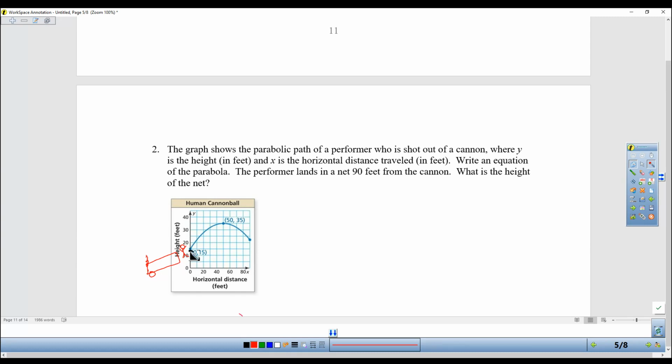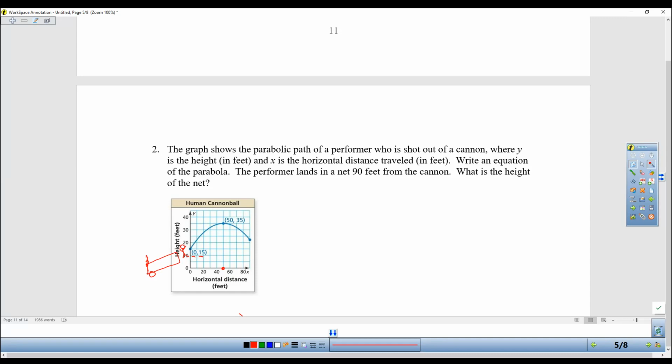And when he comes out, he's already at distance 0. He's already 15 feet in the air. Oh, it's not time, it's when x is 0, so at the moment he's leaving the cannon, he's not away from the cannon at all. He's already 15 feet in the air. And then when he's 50 feet away from the cannon, he is now 35 feet in the air. That's his vertex. That's the highest he goes.